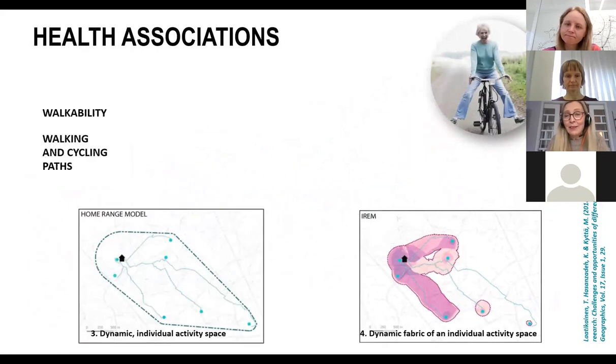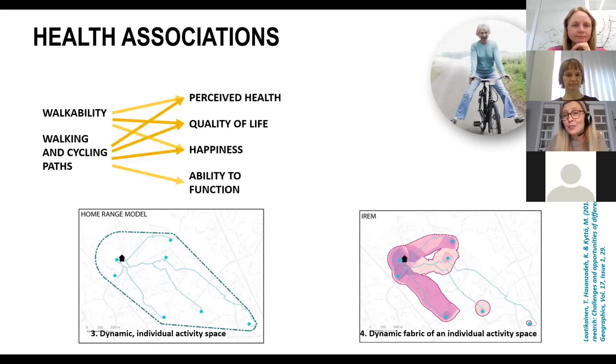And actually, when we have studied, for example, the aging population, we have learned that the latter two fine-grained ways to study individual activity space allow us to really find direct associations between environmental characteristics and health, quality of life and happiness variables. We never before found these kinds of direct associations, only indirect ones.